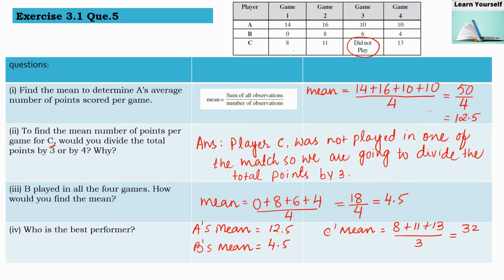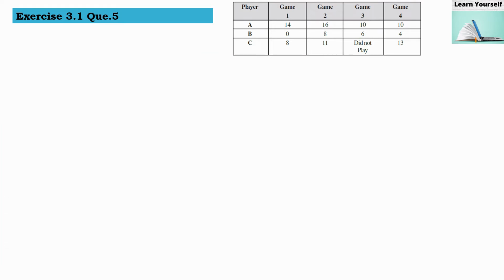32 divided by 3. We will get 10.666. So I am going to round up and write 10.67 or 10.667. Let us see the division. It is 32 divided by 3.